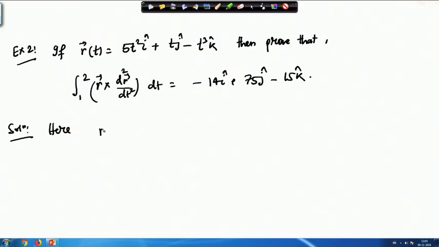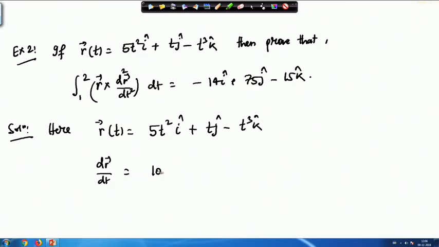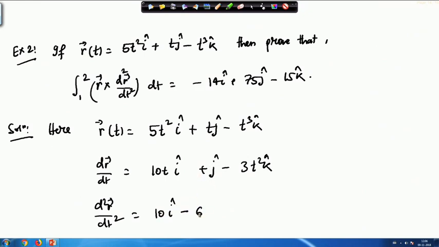Here r(t) equals 5t² i plus t j minus t³ k. So we have to calculate d²r/dt². First we will calculate dr/dt. So this will be 10t i plus j minus 3t² k. Then we calculate d²r/dt². So this will be 10i plus 0, so we will not write that component, minus 6t k.